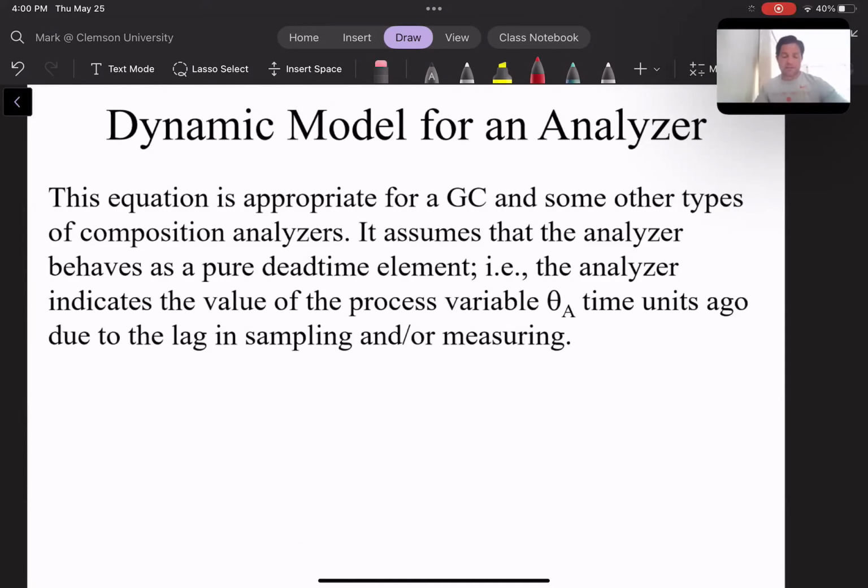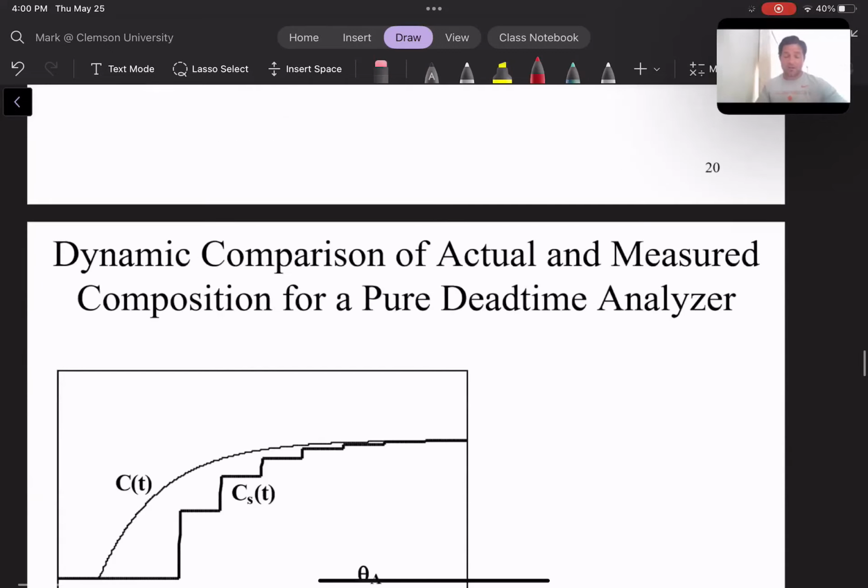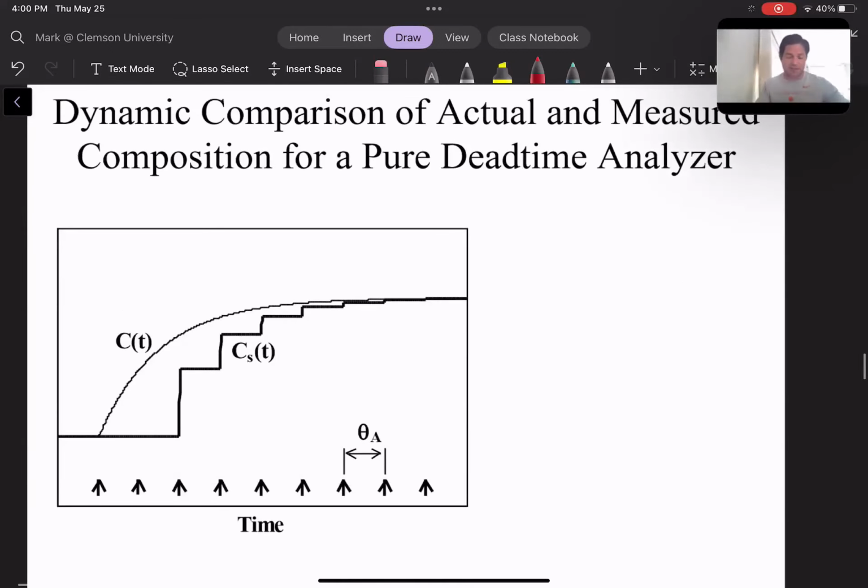Okay, we mentioned that some types of models can be composition or sampling type models. In a sampling type model, we said that the CS, the value of the sensor, equals the composition some time ago. So let's just think about how this would work. Shown right here is the actual composition, let's just say the composition in our reactor or in one of our outlet streams from a separator. So here is our composition.